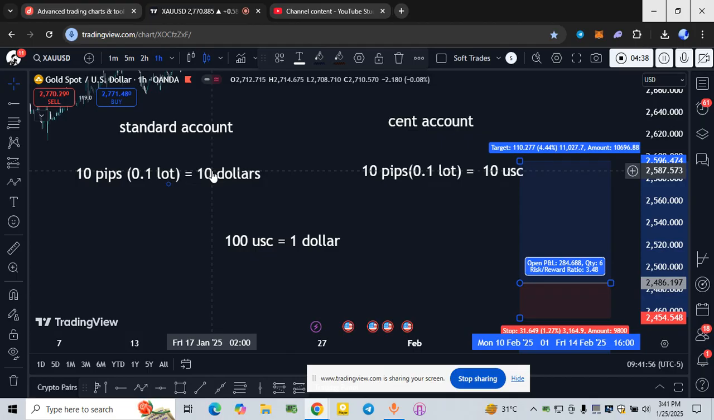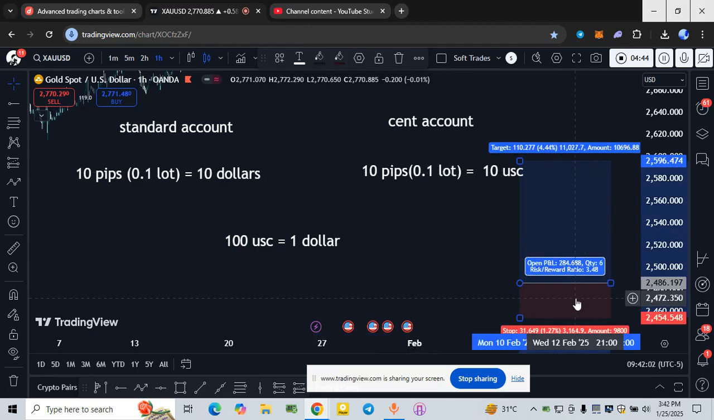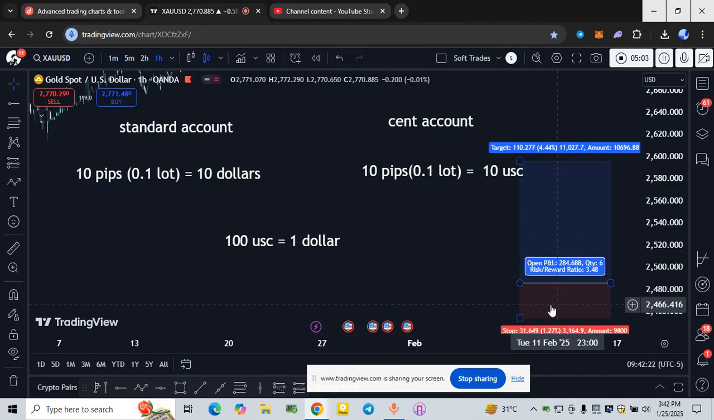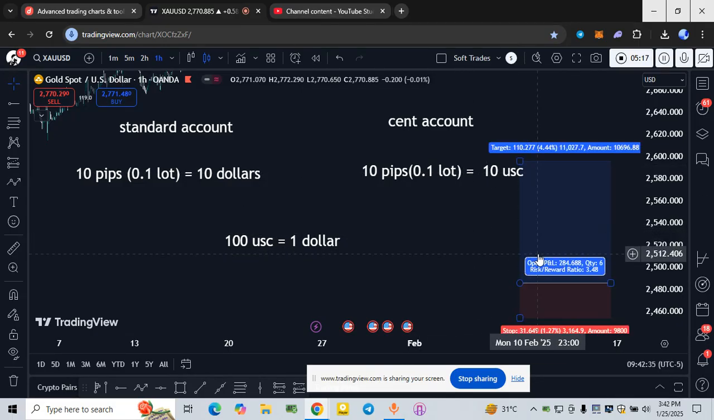If the answer is no, that is where a cent account comes in as a solution, because in this same setup, this same trade with the same 0.1 lot size, if you lose that 10 pips, what you might have lost is 10 USC, which is equivalent to $0.01, because 100 USC is equal to $1. So in this case you can now decide and say, okay, since 10 pips of 0.1 lot size is equal to 10 USC, I want to risk just $1 in this particular setup.